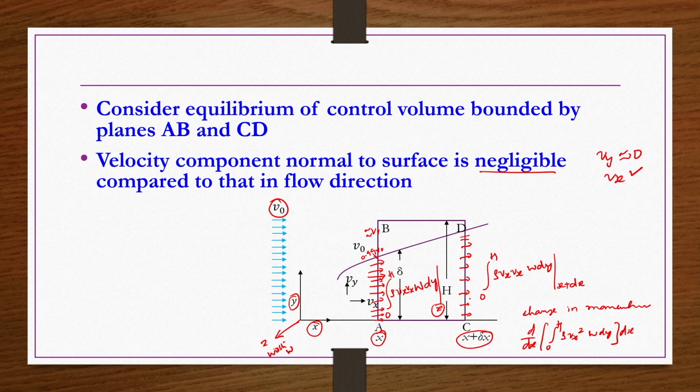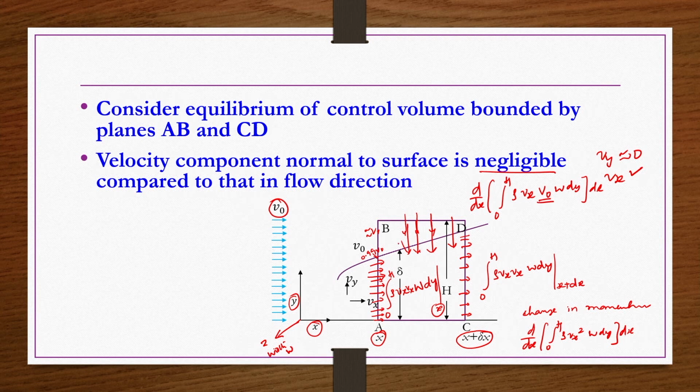So the remaining has to be balanced through the BD plane. From the BD plane that momentum goes out, but we wanted to find the momentum coming into the boundary layer, because we wanted to find the integral momentum equation within the boundary layer region. So through the BD plane, how much momentum is coming into the control volume would be again d by dx of integral 0 to h rho Vx V naught W dy dx.